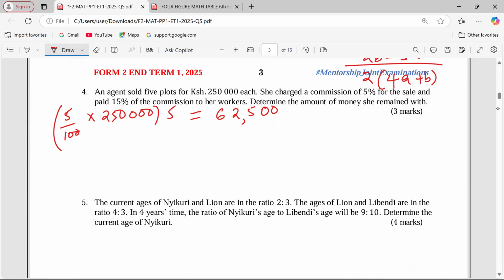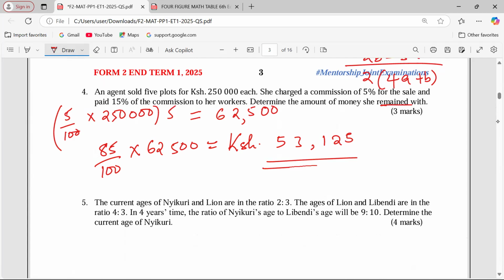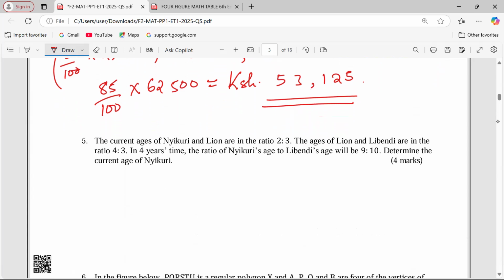But for a turn now to give out commission, she's giving 15% to the workers. So if she's giving percent to the workers, our question is not that 15%, but what she remained with, which is 85% of the commission she had received. This one now is going to remain because 15 has been given to the workers. 85% shall remain, and this is 53,125 Kenya shillings. So that is it.